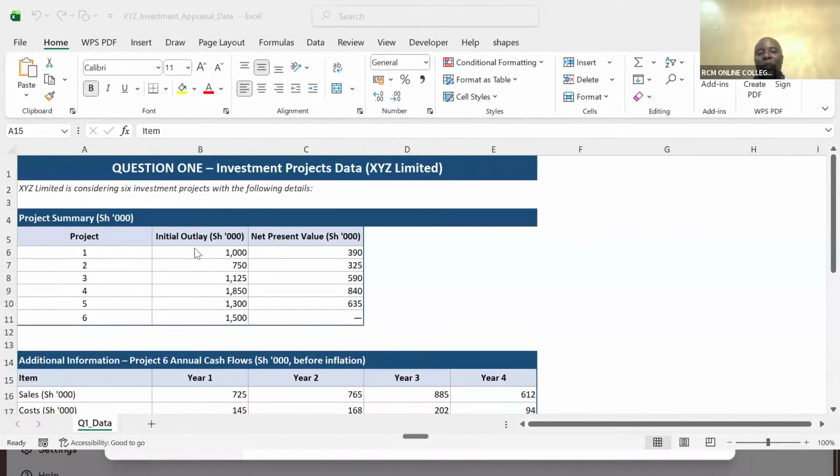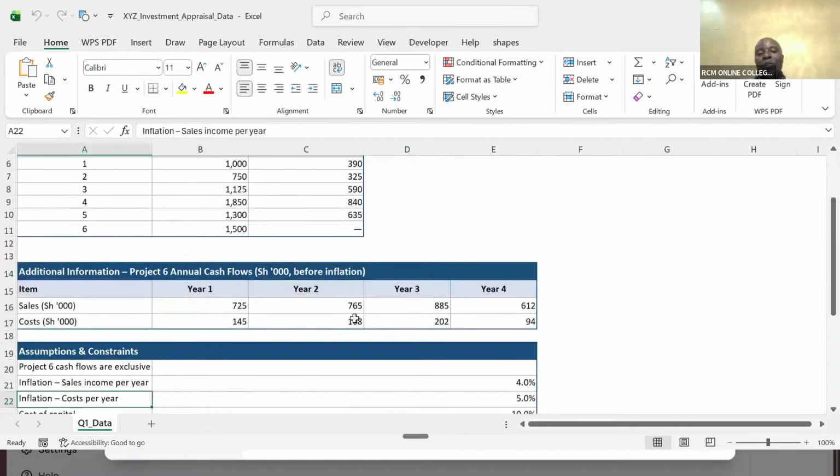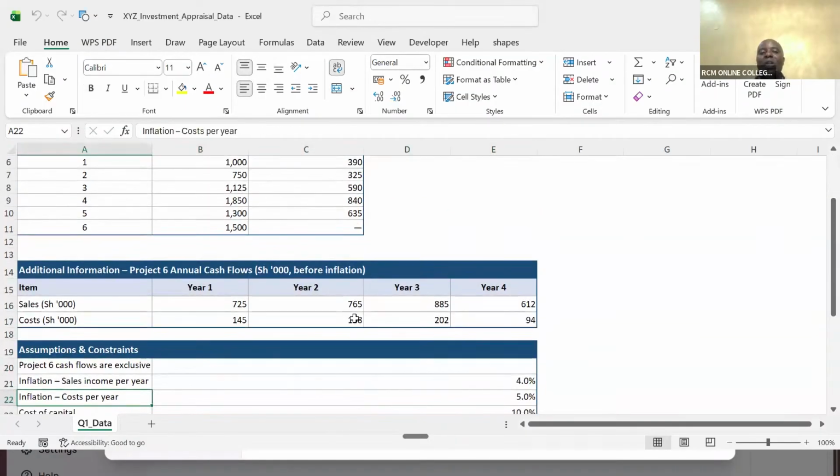So this is how the question reads. We are told here XYZ Limited is considering 6 investment projects with the following details. You can see the project summary in shillings thousands, project 1 up to project 6. We have the initial outlay. They've given us their net present values, except the net present value of project number 6. So additional information for project number 6: they would expect us to compute the missing net present value.